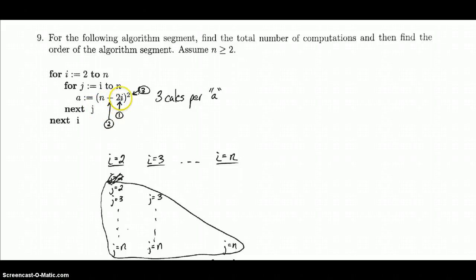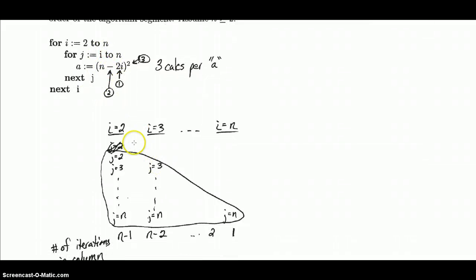So right here, just think as you would actually do this problem. We need to multiply 2 by i first, then we subtract that from n, and finally we square it. So 3 different calculations there every time we run through this loop. And now let's just draw a quick graph of what's going on here.